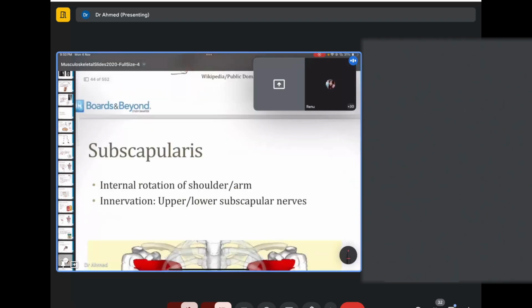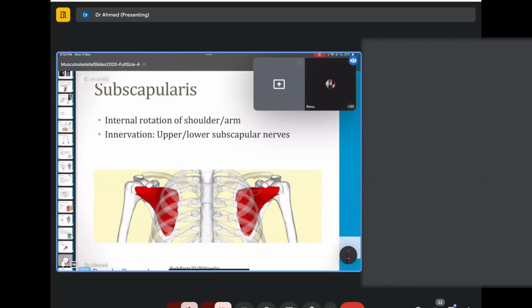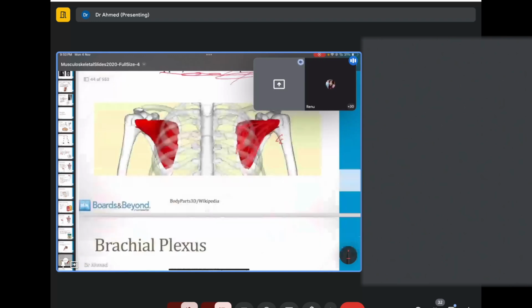Okay. Then you have your subscapularis muscle, which is present on the inside of the scapula like that, right? Subscapularis helps internally rotate your shoulder or arm. It's basically innervated by the upper and lower subscapular nerves. Just don't memorize these nerve names, they are not high yield. You must know only the function these muscles are doing.